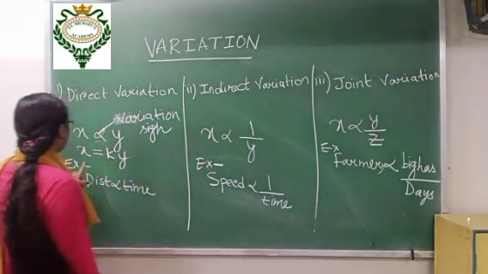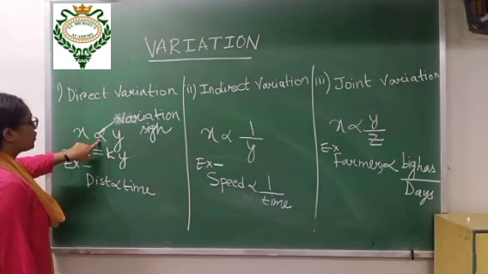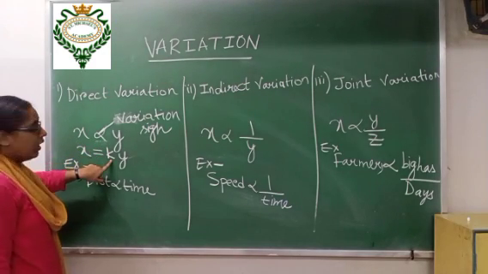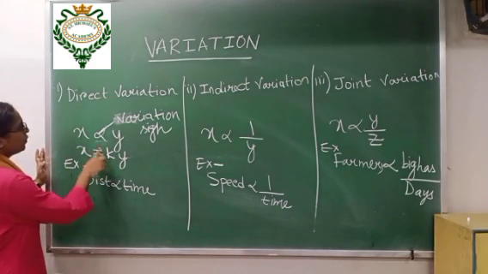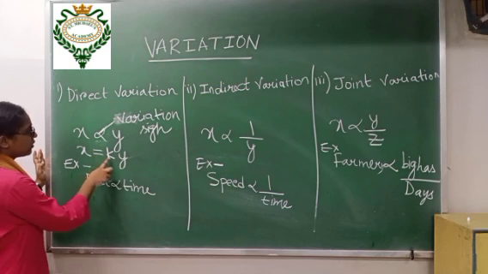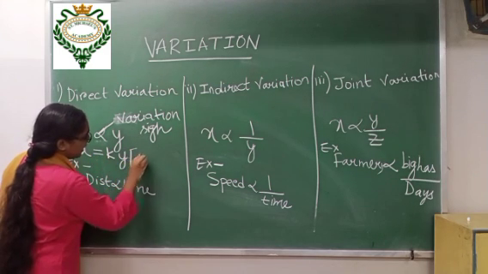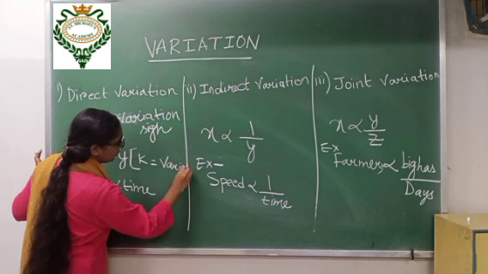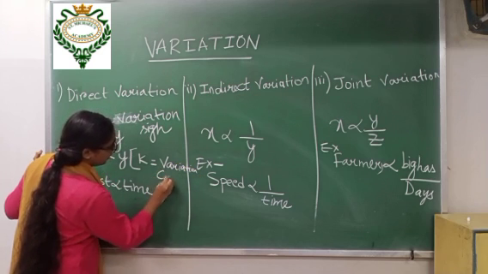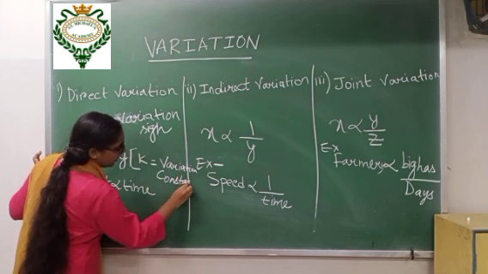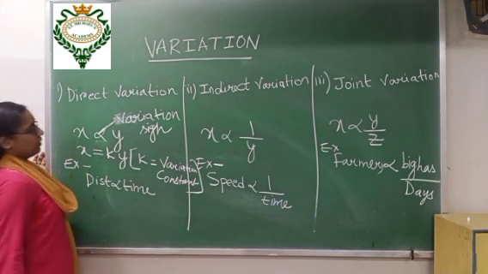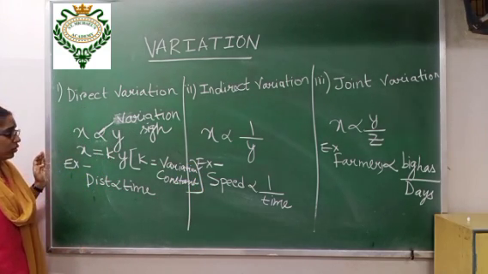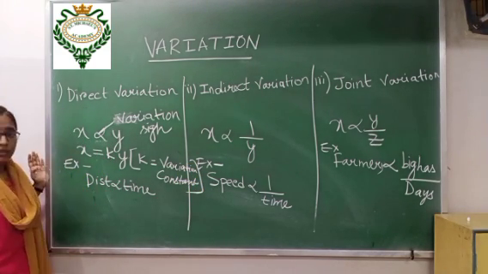Now see this one. I am removing this variation sign and giving equals to 1k. So whenever you remove the variation sign, you have to give equals to 1k, and this k is known as the variation constant. Please write all this in your maths copy. k equals to variation constant. So this is the example.